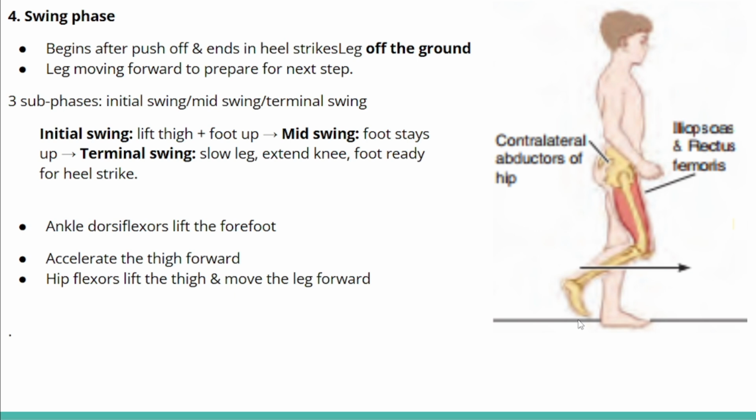In initial swing, the foot is lifted off the ground and the thigh accelerates forward. This forefoot lifting happens due to ankle dorsiflexors, and the hip flexors lift the thigh up and move the leg forward. In mid-swing, the foot is totally lifted and the leg swings forward. Ankle dorsiflexors keep the foot up.